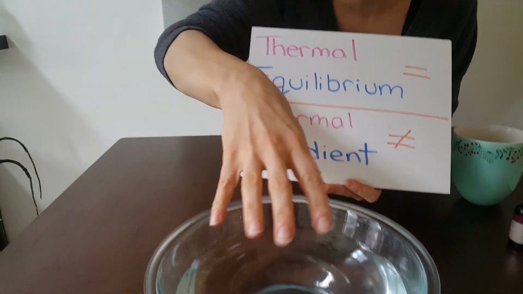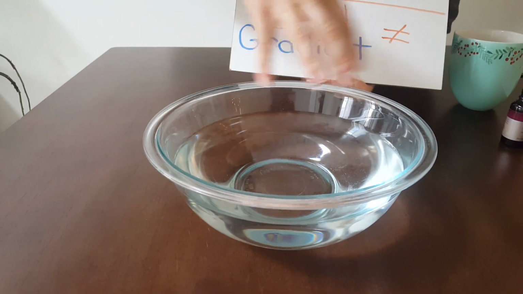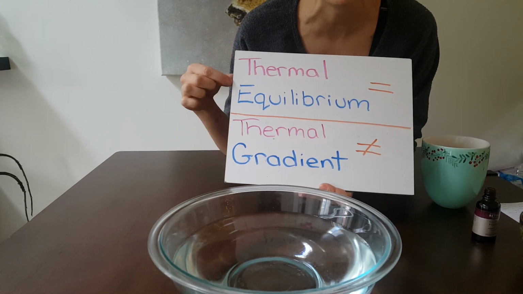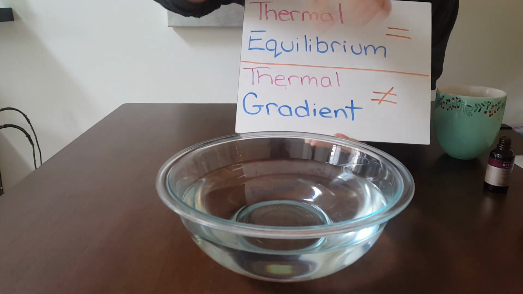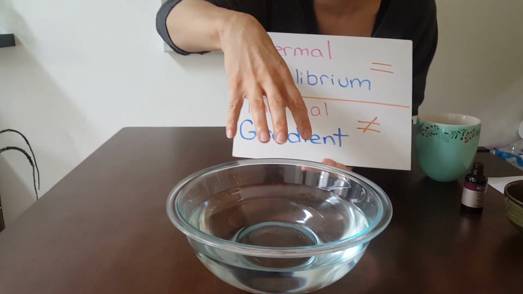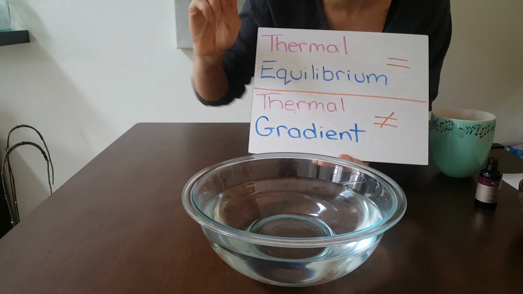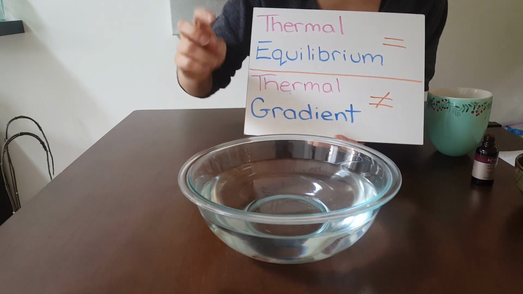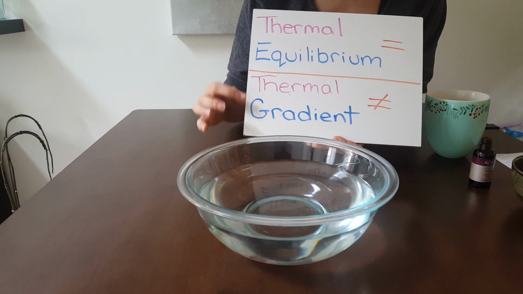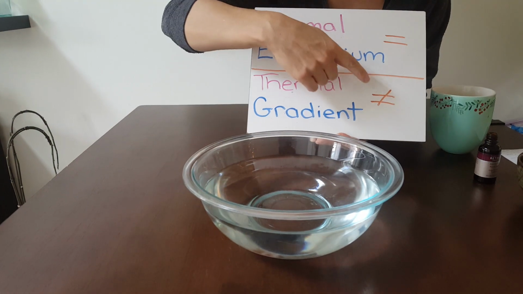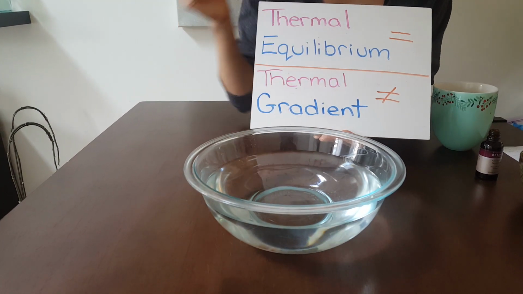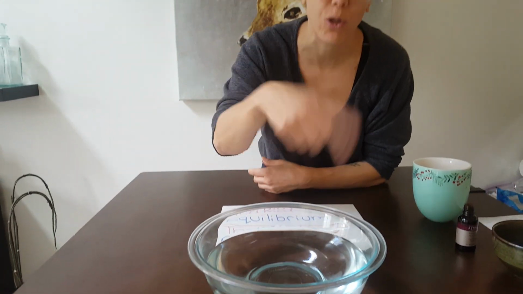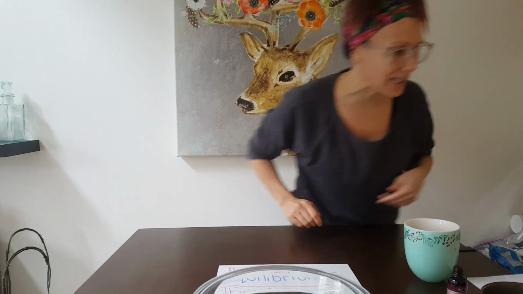So today I am using this bowl of water, and this bowl of water has reached its thermal equilibrium. So thermal equilibrium means that this water is equal. It's the same temperature throughout. So in order for convection to happen, we need to have a difference of temperatures of water. So we're going to have a thermal gradient, meaning that it's not going to be equal. So I'm going to be using hot water today and cold water to show you convection. Okay, so let's get to it.